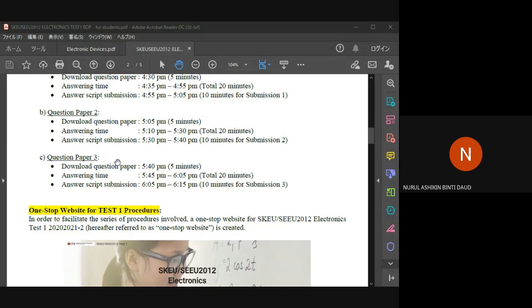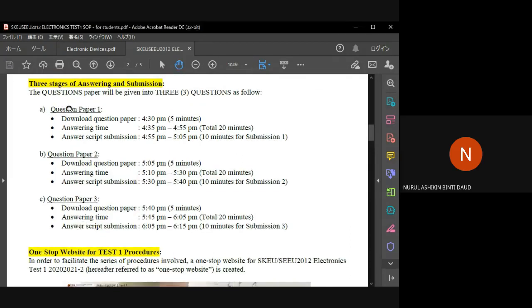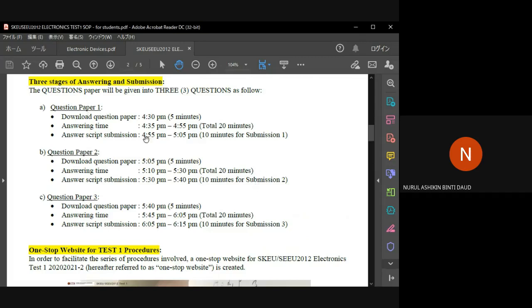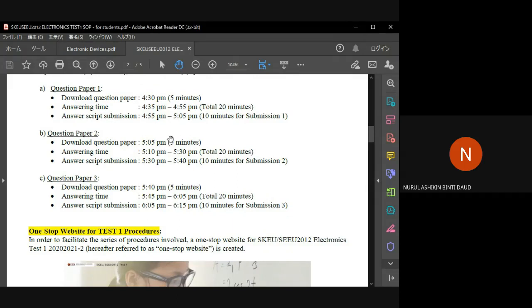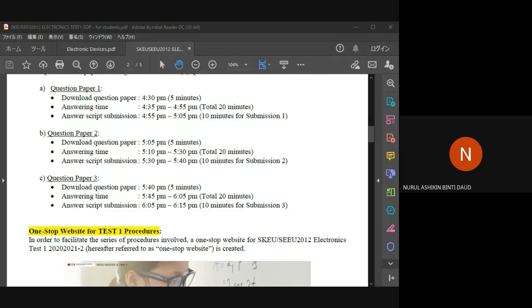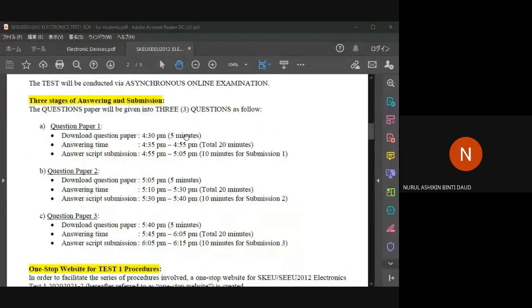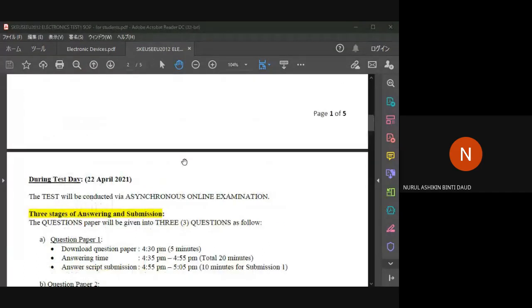Paper 3 you are allowed to download at a specific time. Each paper has a specific time for you to download, so be careful with this time duration. If you miss one of those papers, please quickly contact me, let me know, so I will take notice. I hope there are no more questions regarding this, and that you are familiar with this test.